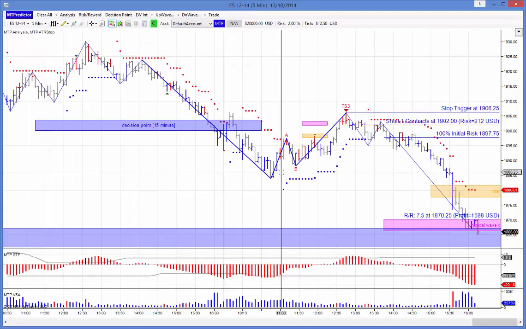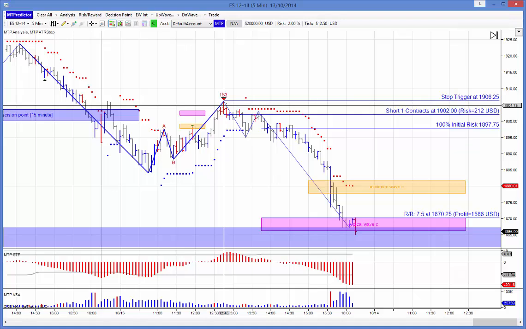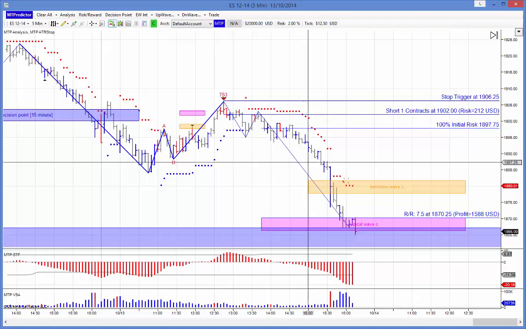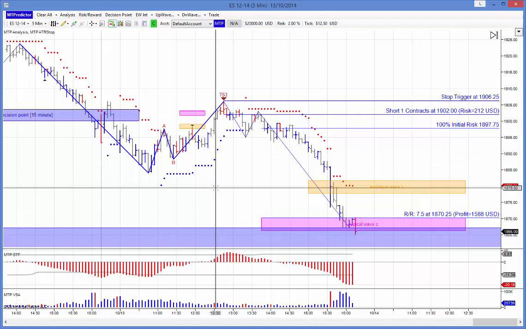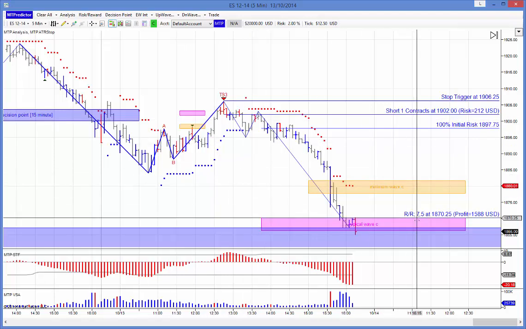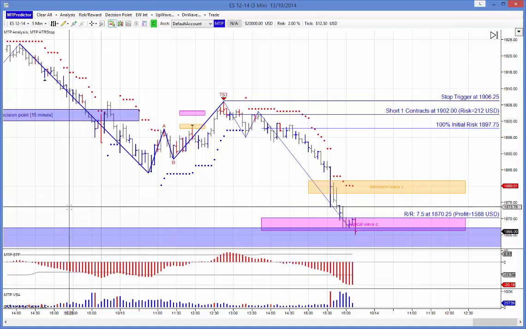The best of these came on the 5-minute chart, and there you can see the automatic setup there. So a very, very good day for MTPredictor yesterday, and as a result a nice 7.5R profit on the ES yesterday.